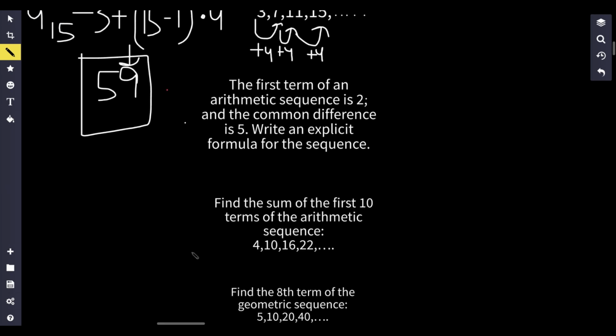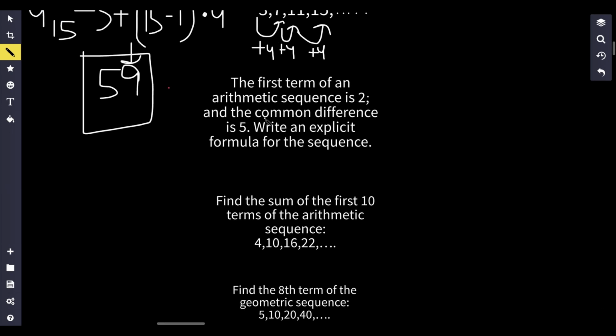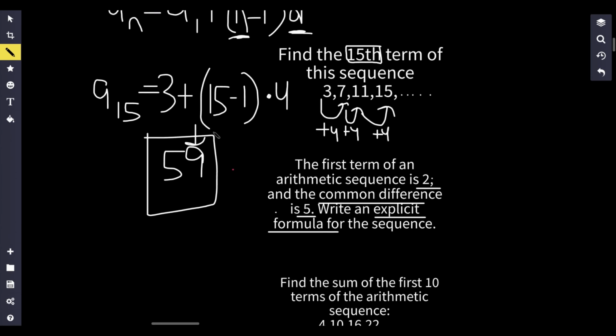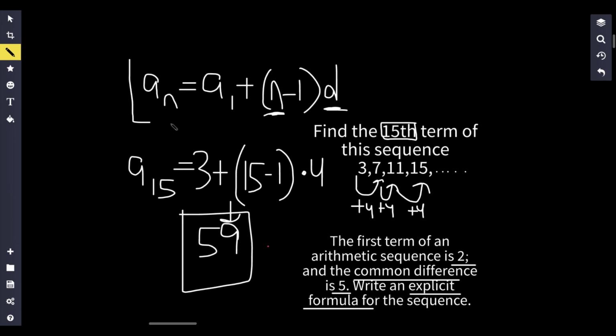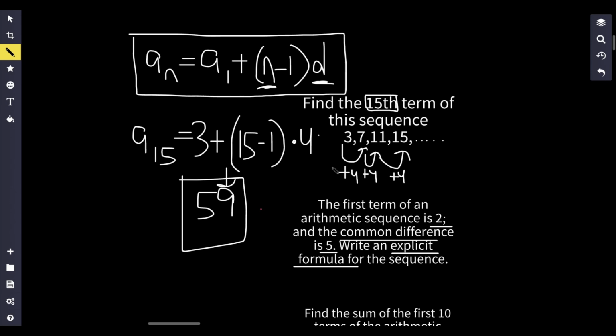The first term of an arithmetic sequence is 2, and the common difference is 5. Write an explicit formula for this sequence. So whenever it's talking about an explicit formula for an arithmetic sequence, it's just saying, can you write this sequence in this form, where it's a sub n equals a sub 1 plus n minus 1 times d.